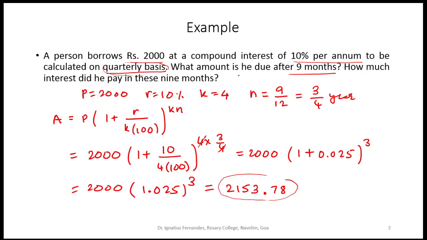Now if I want to know what is the interest that is being paid, I know that interest I is equal to A minus P. So it is equal to 2153.78 minus the principal amount P, that is 2000. So it is 153.78. So the interest amount is rupees 153.78.